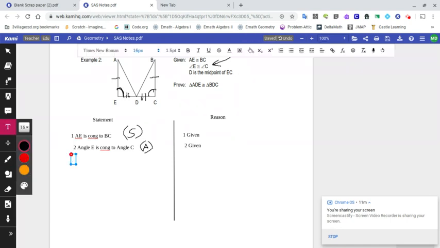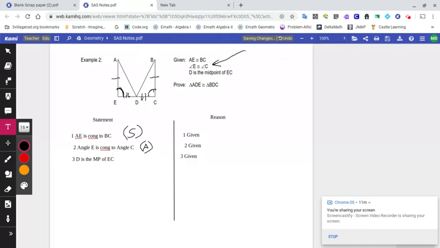Now 3. D is the midpoint of EC. Notice how I abbreviated that. You can feel free to abbreviate midpoint MP. I will know what you're talking about. And 3, well, that one's also given. That doesn't directly give us the other side, though. We need another statement.